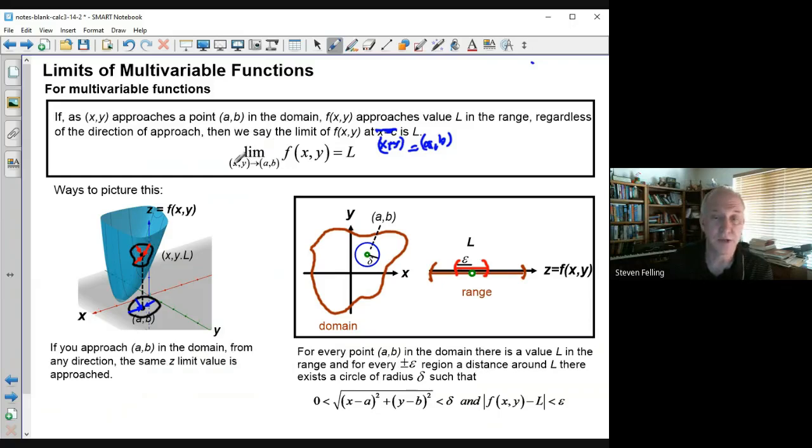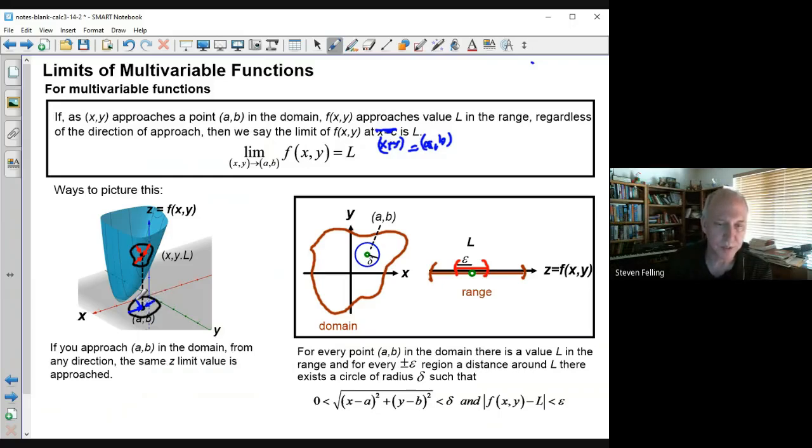The limit as x, y in the domain approaches the specific point (a, b) of the function f of x, y is equal to that single output value, right? A couple ways to picture this. One way is, if you know the domain is represented as an xy plane, and we have a particular point (a, b) in that plane.